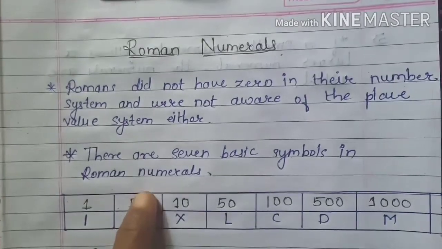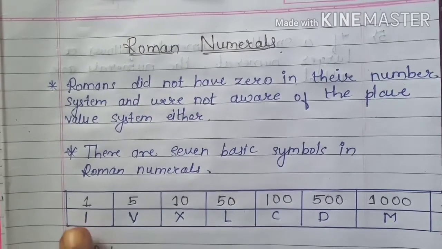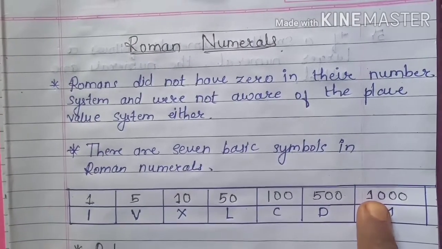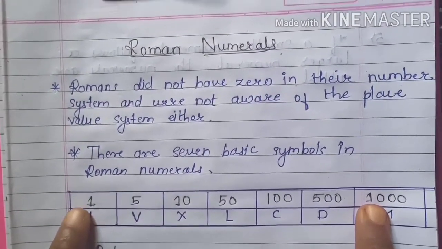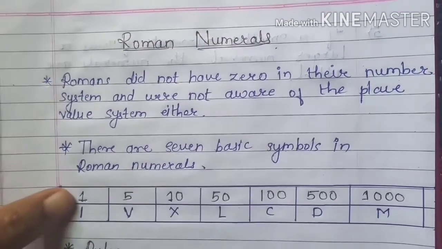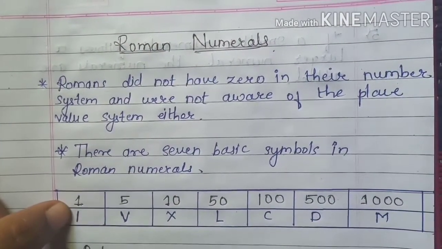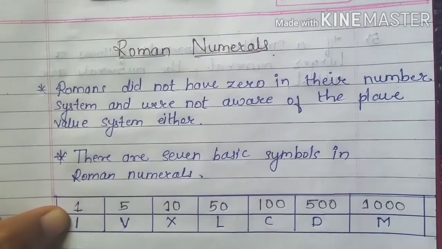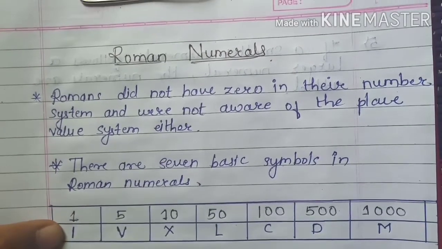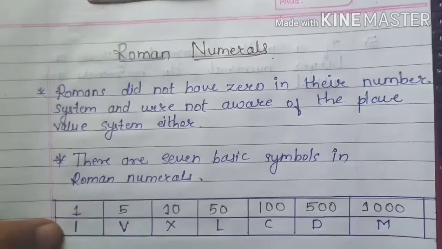There are 7 basic symbols in Roman numerals. What are they? 1, 5, 10, 50, 100, 500 and 1000. Basically these numbers are expressed as symbols in Roman numerals. The first one is written as a capital I. Remember children, whenever you write 1, 2 or 3, you just write the capital I. For 1, capital I. For 2, 2 times capital I. For 3, 3 times capital I.